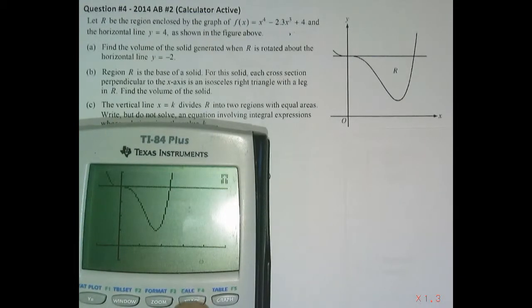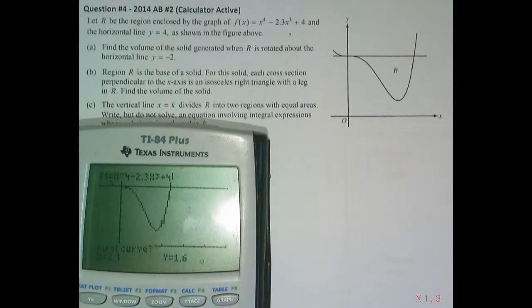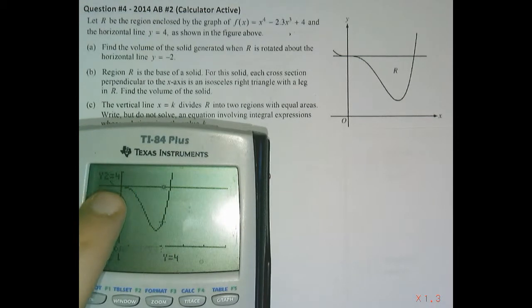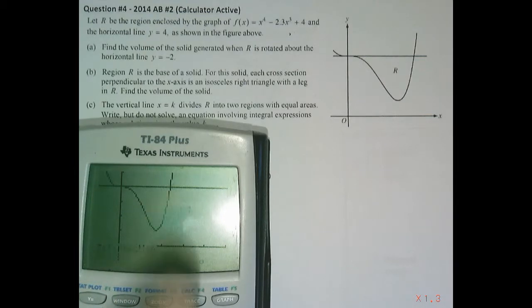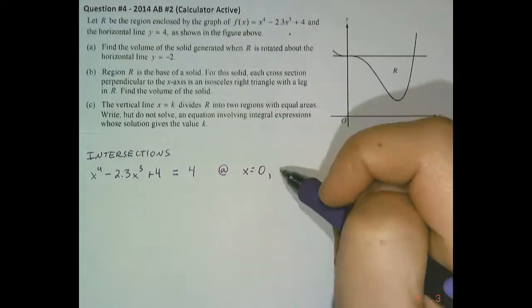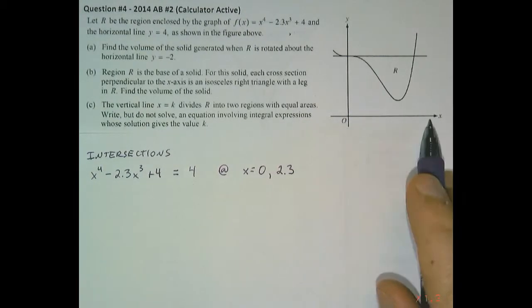By pressing second trace, we can pull up the intersect menu, option 5. Our first curve is the polynomial. Our second curve is the line. And then our guess, we'll move the cursor right about there. And we come up with an intersection of 2.3. So our region goes from 0 to 2.3.